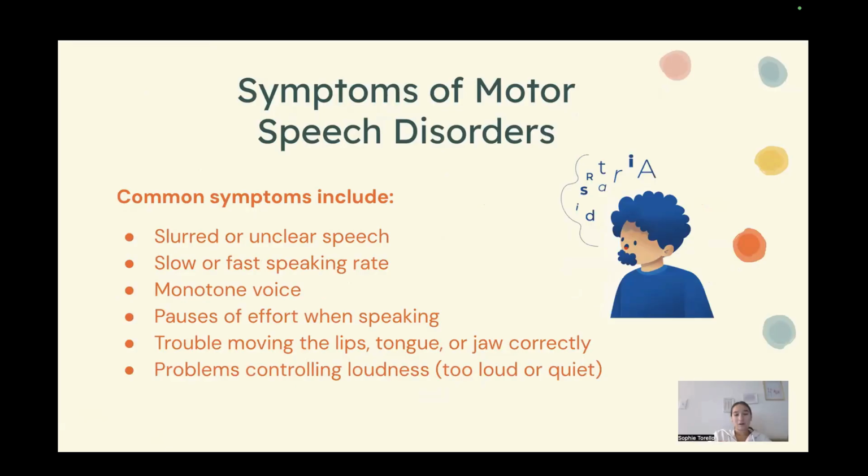So, there are a lot of symptoms depending on the type of motor speech disorder, but some of the common symptoms include slurred or unclear speech, slow or fast speaking rate, monotone voice, pauses of effort when speaking, trouble moving the lips, tongue, or jaw correctly, and problems controlling loudness. So, for example, speaking too loudly or too quietly.